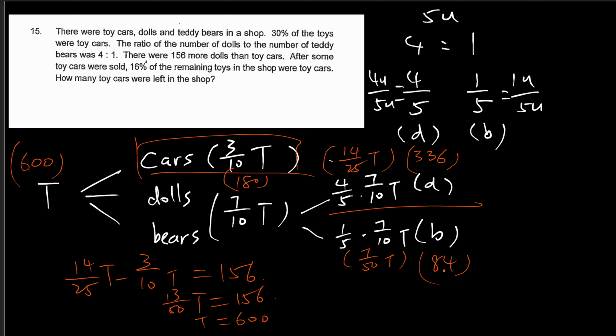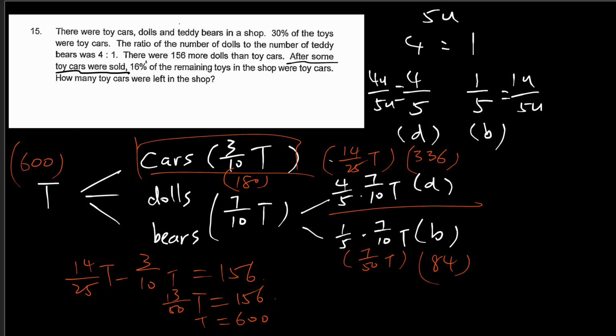What do they ask? After some toy cars were sold, 16% of the remaining toys in the shop. How many toy cars were left in the shop? Okay, now you get all this already, right? Now look at the last statement. What do they ask? After some toy cars were sold. So basically your 180. Yeah. Sold, right? So I start with 180.